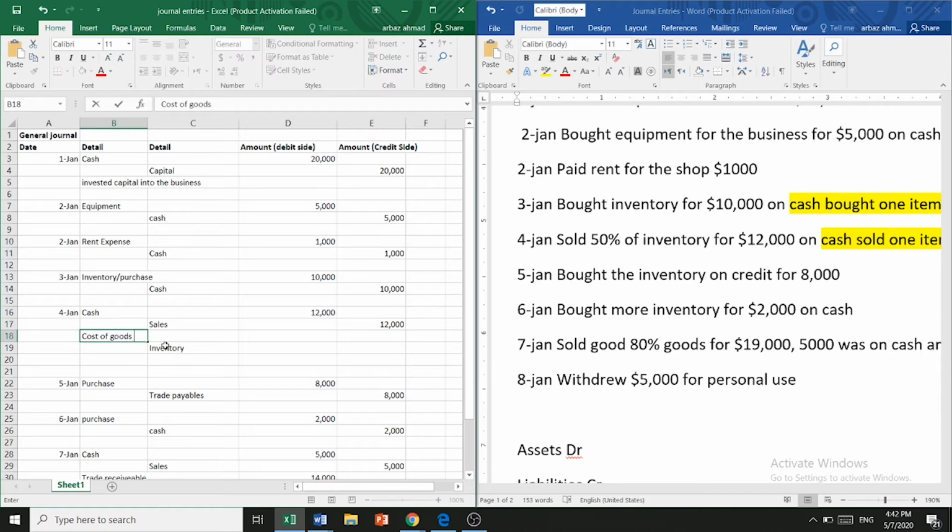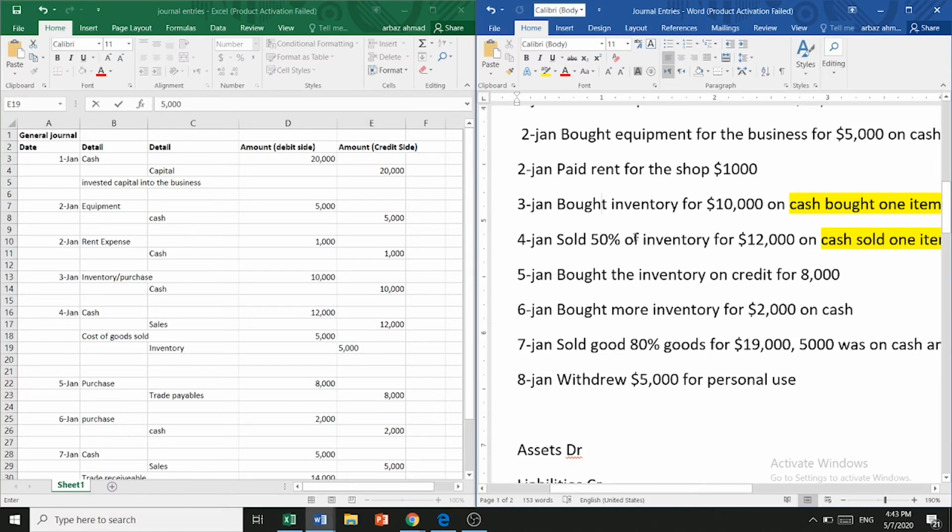Why cost of goods sold? Because this is something we have in the income statement. So in this case we are not going to write 12,000, but we are going to write 5,000 instead. Why 5,000? Because that is 50% of 10,000, right?